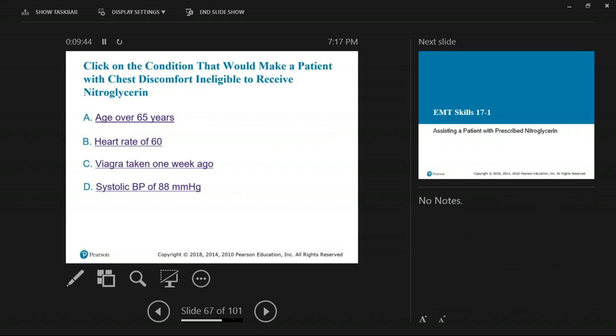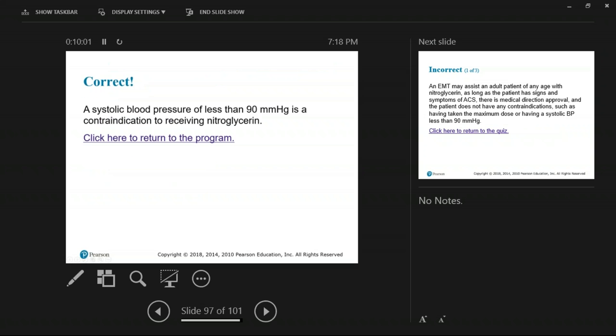Okay, click on the condition that would make a patient with chest discomfort ineligible to receive nitroglycerin. Okay, that's your question, not mine. D. D, oh, beautiful, very good. Excellent.